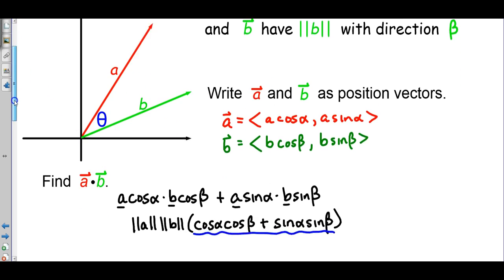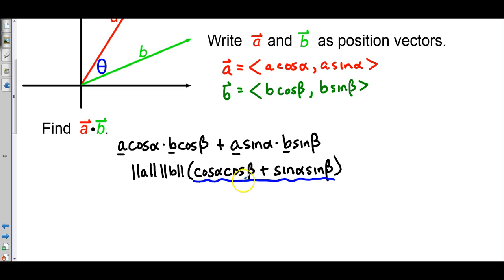And so we go down to our manipulation, cosine of alpha times cosine of beta plus sine of alpha times sine of beta. We can substitute in the cosine of the difference between our two angles. And that's multiplied by the magnitudes. So we have the magnitude of A times the magnitude of B times the cosine of alpha minus beta. And this is all equal to the dot product of our two vectors.